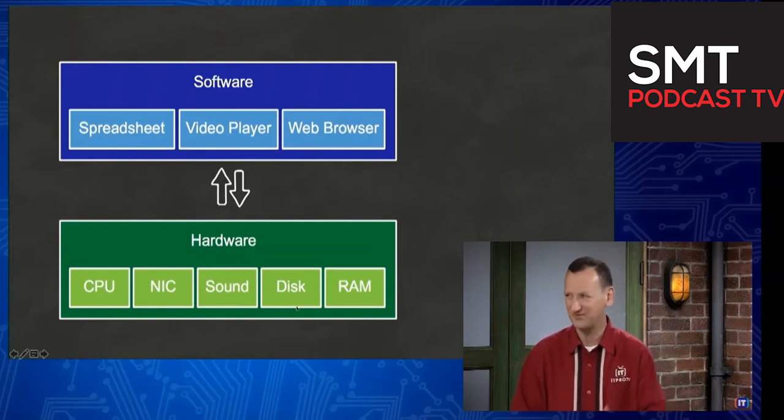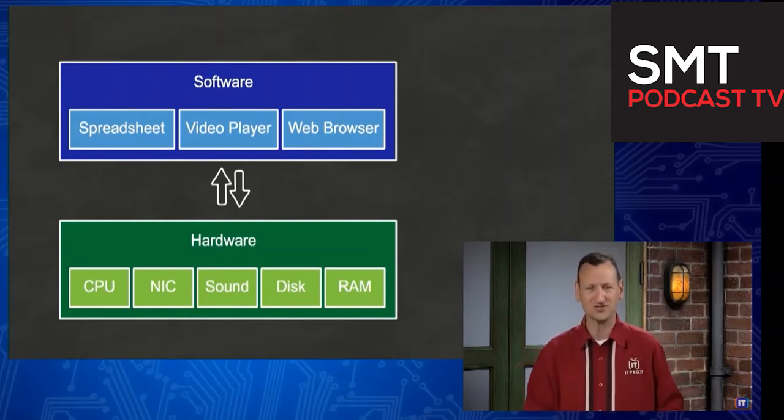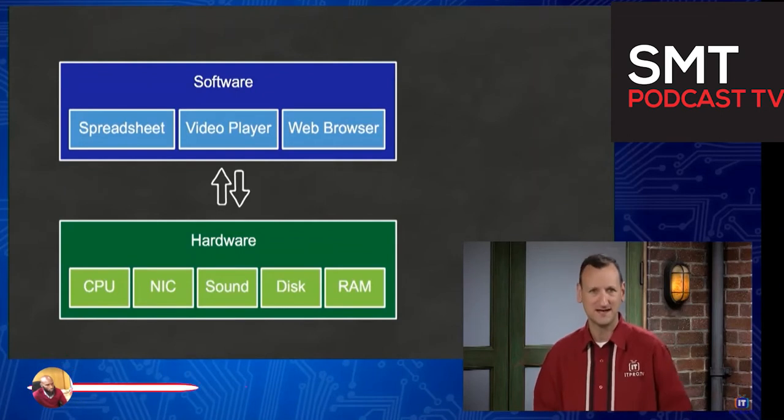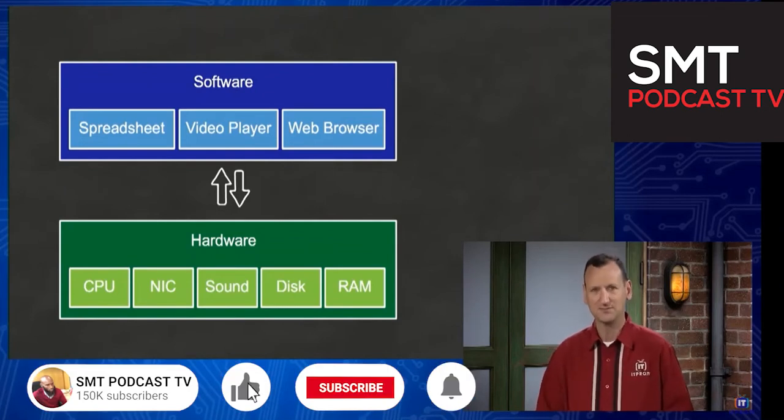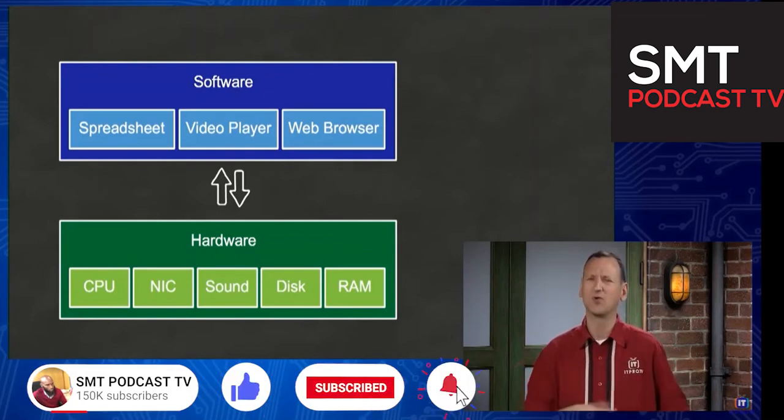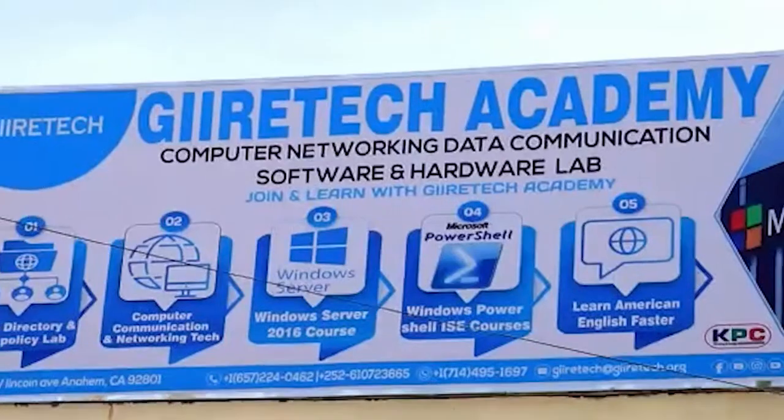Disk. How do we remember things? How do we store information on our computers so that it'll be there the next time that we come back? And RAM, which is very similar. In fact, we're going to talk more in detail about this hardware later on.